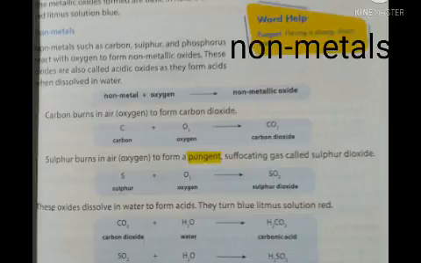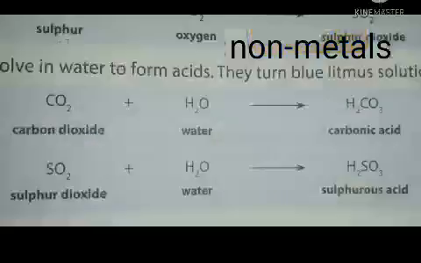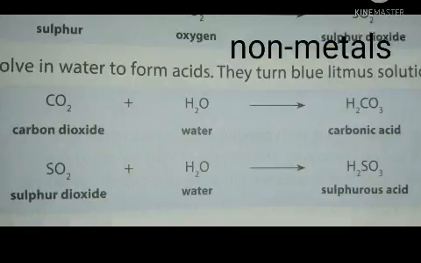These oxides dissolve in water to form acids. So non-metallic oxides will always form acids in solutions. They turn blue litmus solution red. So carbon dioxide plus water, that is CO2 plus H2O, will give an acid called carbonic acid, which is H2CO3, which will turn blue litmus to red. Similarly, sulfur dioxide produced on burning sulfur in oxygen will react with water to form the acid sulfurous acid. So SO2 plus H2O gives H2SO3. This is sulfurous acid. This will also turn blue litmus to red. So this is how we differentiate between metallic oxides and non-metallic oxides.